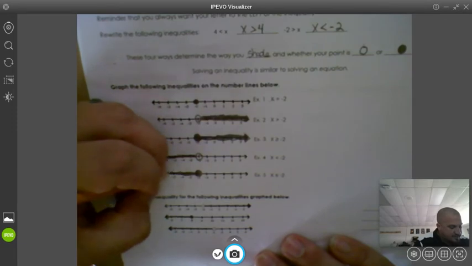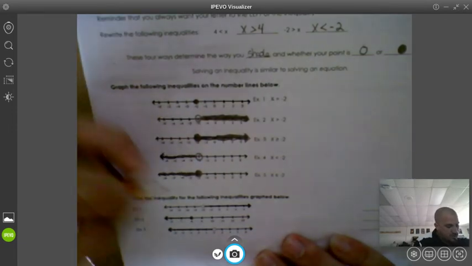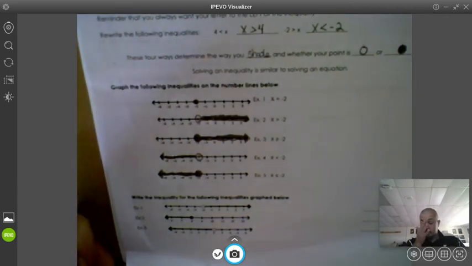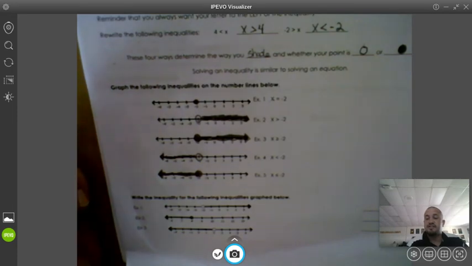So the only difference in what makes it a closed circle or an open circle is whether it has equal to or not. If it has equal to, then that means it's a closed circle. If it has just less than or greater than, that means it's an open circle. Remember, less than points to the left and greater than points to the right.